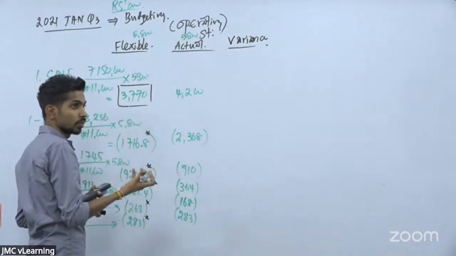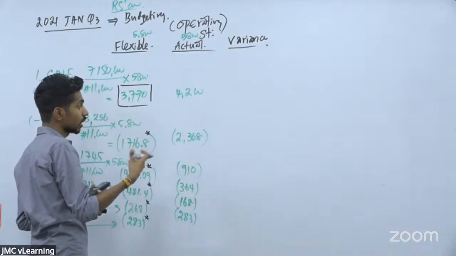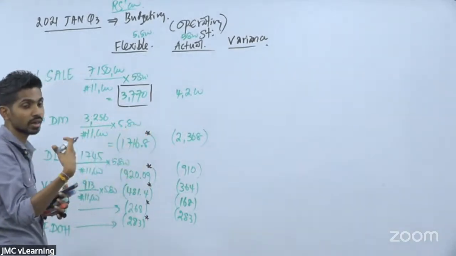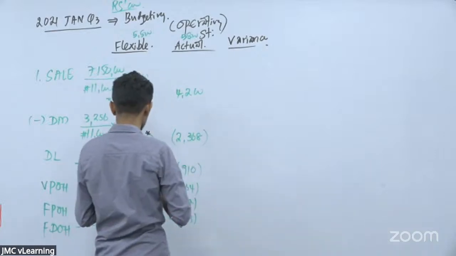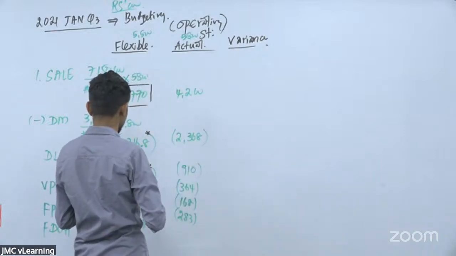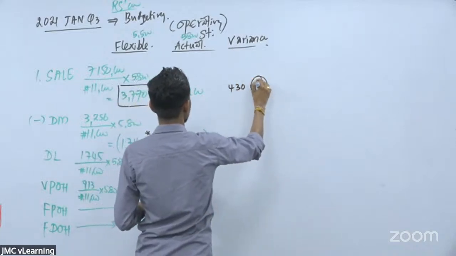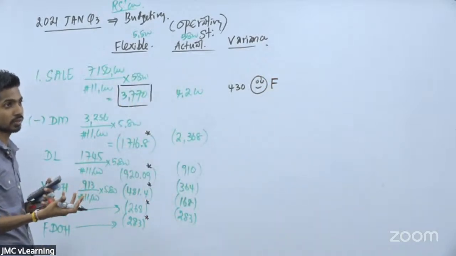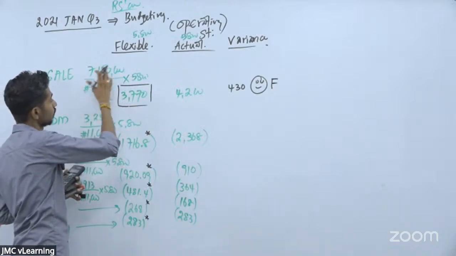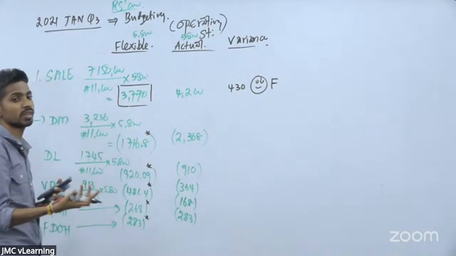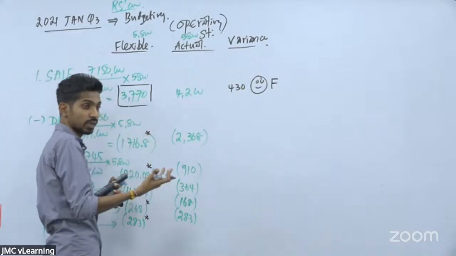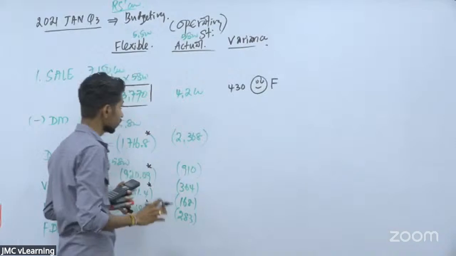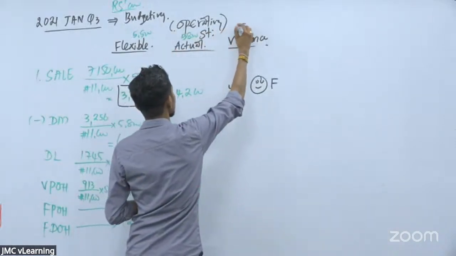Based on the flexible budget, we are planning to collect 3,770. However, actually we collected more than our expectation. That is favorable. How much is the difference? 430. Favorable, positive. That is a good sign to the organization. Why? Based on the fixed budget, we are expecting 3,770. However, actually we earn more than the expectation. That is a benefit, a good sign to the organization. Then that is the positive 430. If it is an operating statement, this variance column should be there.